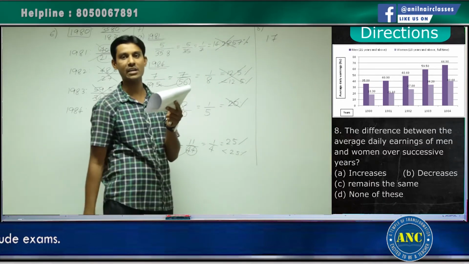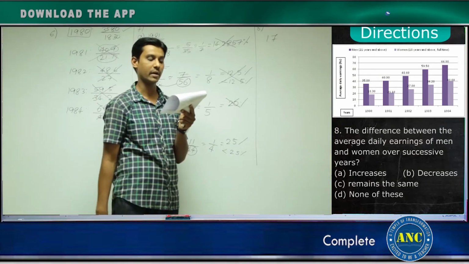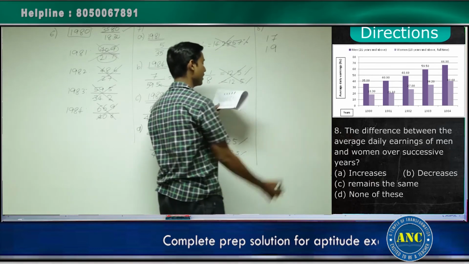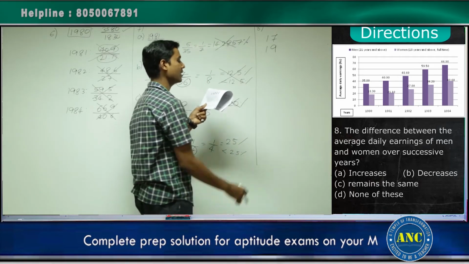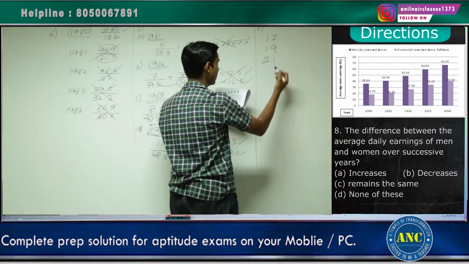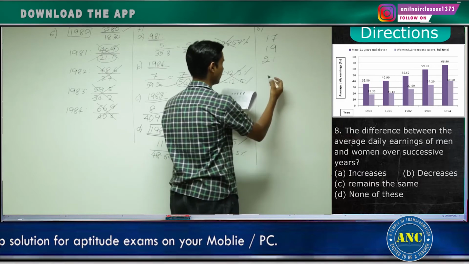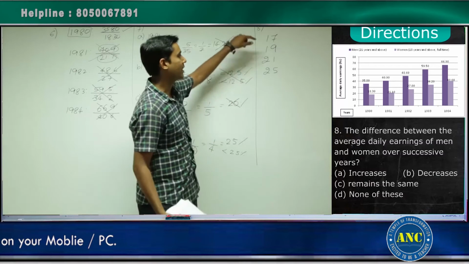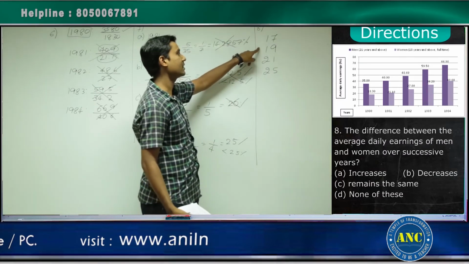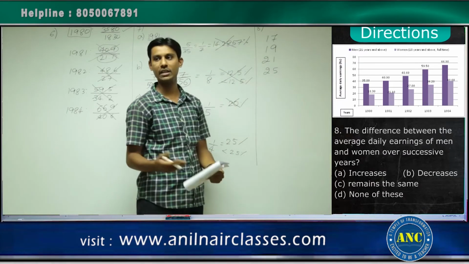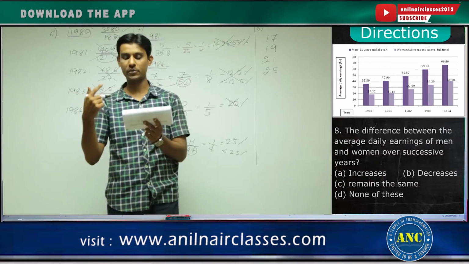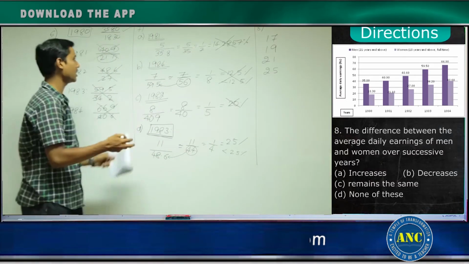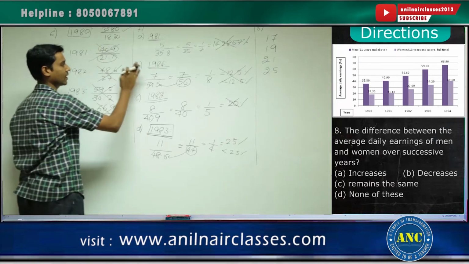Second year, in the year 1981, the difference between men and women is 40 minus 21. 40 minus 21 is 19. Third year the difference is 48 minus 27. It is 21. Fourth year the difference is 25. Like that, if you observe what is happening, first year it is 17, second year it is 19, third year 21. What is happening? It is increasing. The answer for this question is increasing. Clear with the approach?